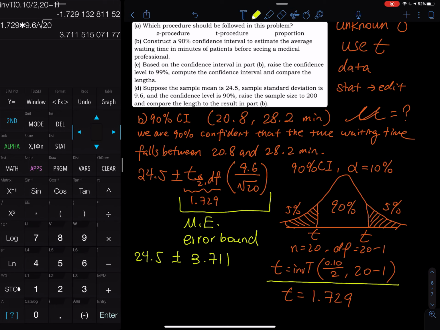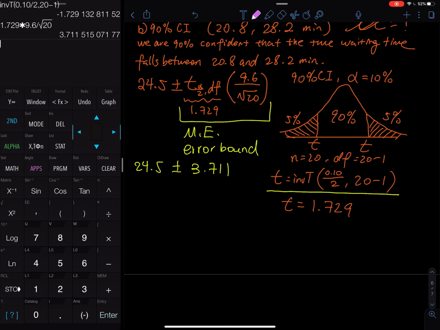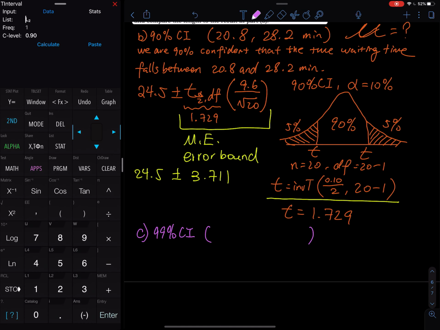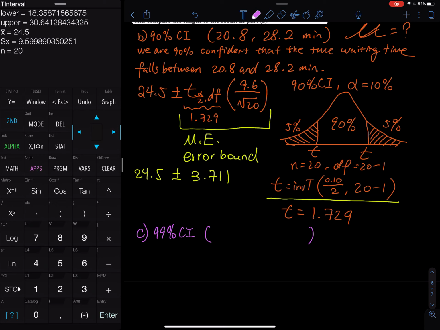And in part C, I would like to raise the confidence level to 99%, and then we want to make a comparison. Okay, let's do that. So part C, we want to do a 99% CI. So what is my 99% CI here? Stat, tests, and then we do a t interval. So we have to change the last option to 0.99. Okay, the C level to 0.99, and then you calculate. You have 18.4 and then 30.6 minutes.